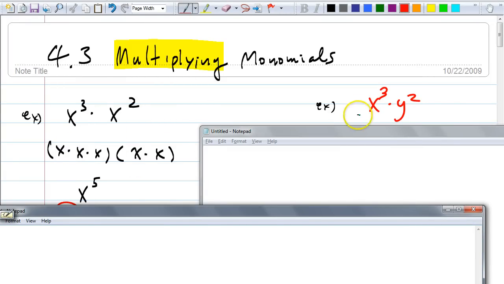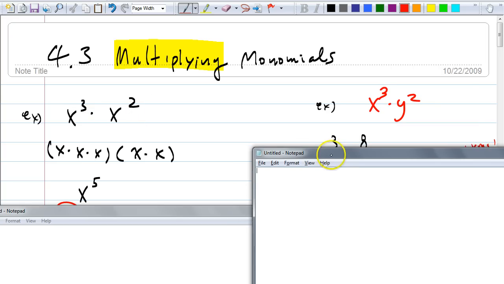Here it just means you multiply x 3 times and y twice. Correct? So you can't really do much. That's the expression. It's already simplified. Yeah, so please be careful. You have to have same what again? Base, to be able to add the exponents.